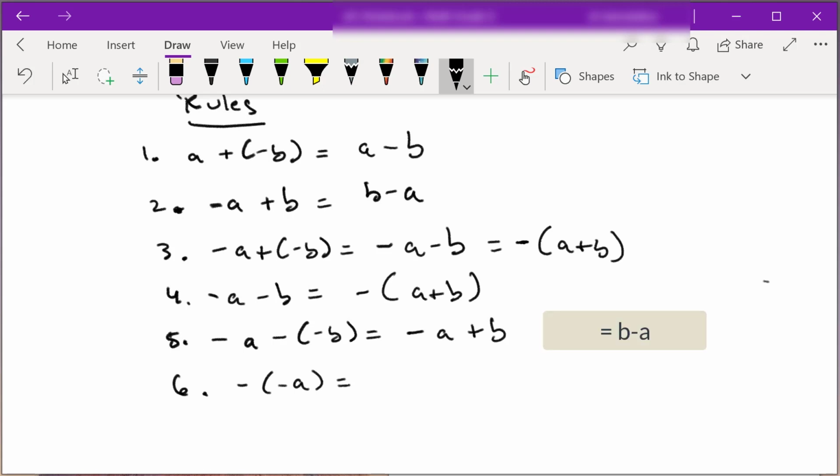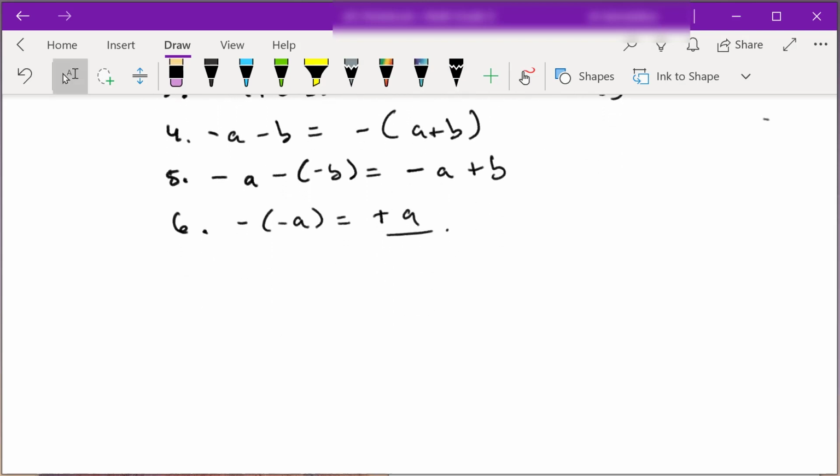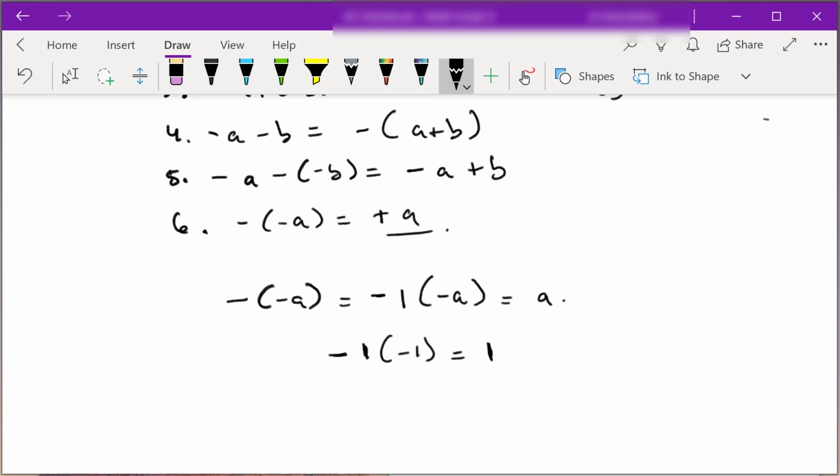And negative negative a is simply plus a. When we have two negative signs as follows, this can be thought of as minus 1 multiplied by minus a, which is simply plus a. Two negatives multiplied with each other produce a positive.